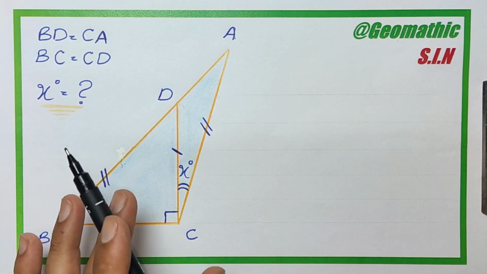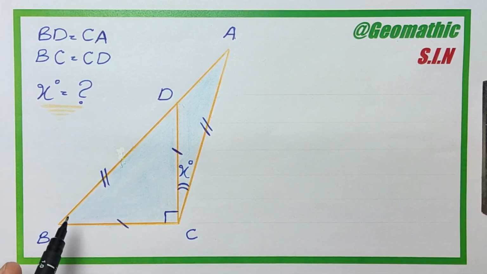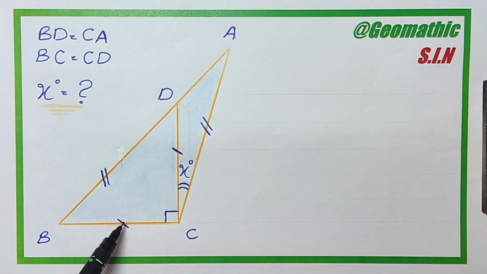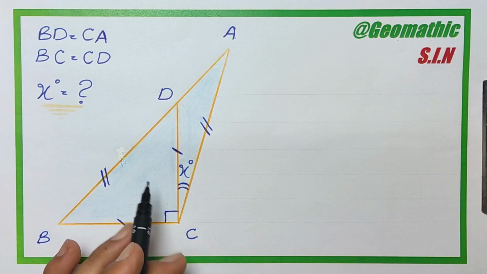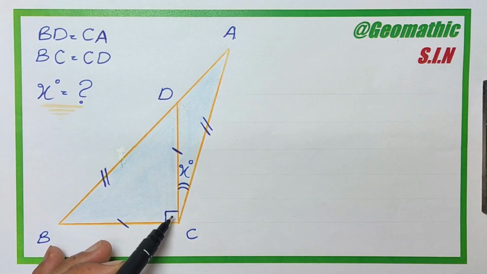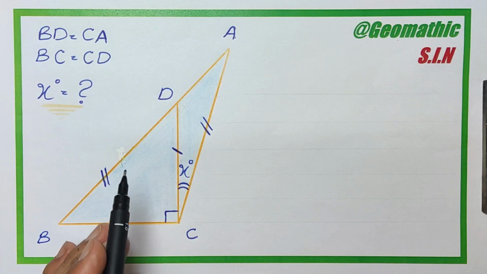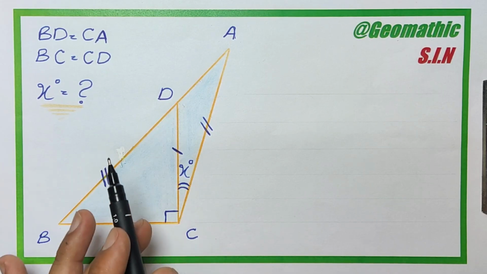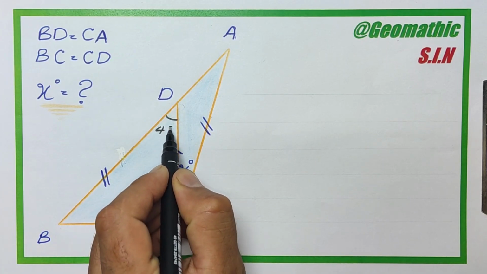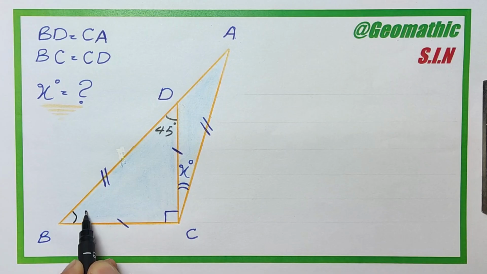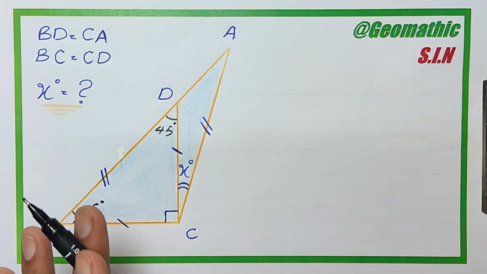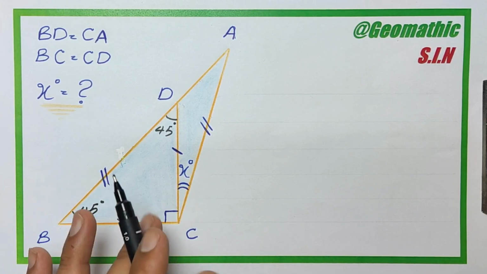The first thing that catches my attention is triangle BDC. It has two equal sides, BC and DC, which means it's an isosceles triangle. Since its vertex angle is 90 degrees, each base angle must be 45 degrees. So 45 here and 45 degrees here. But the problem is still unclear, so we need to create some new information.